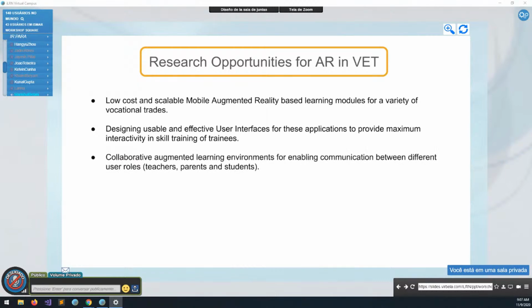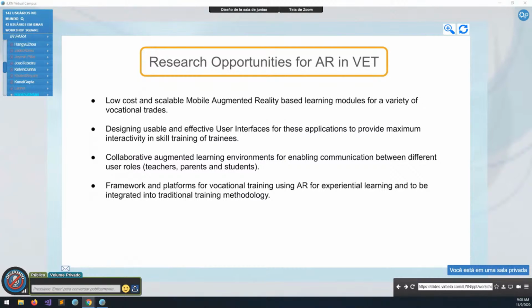Third, as Marina also talked about in the last session, there is a huge opportunity that exists in creating collaborative augmented learning environments where you can enable communication between different user roles. So we're talking about teachers, parents, as well as students. How can they collaborate in these learning opportunities, and create modules which can be used in school as well as at home, just using the infrastructure that is being provided by augmented reality, and not depending on the actual infrastructure that vocational skills training requires.